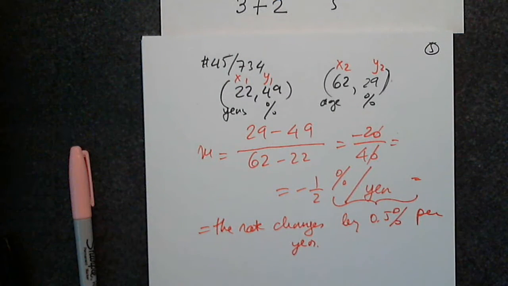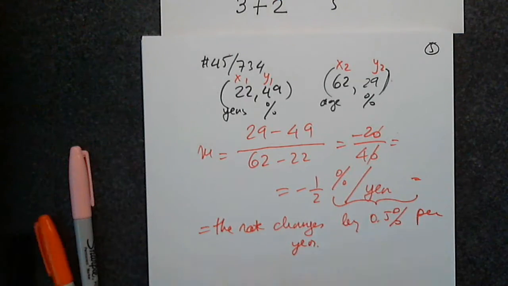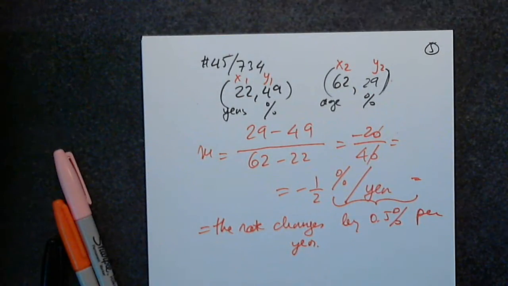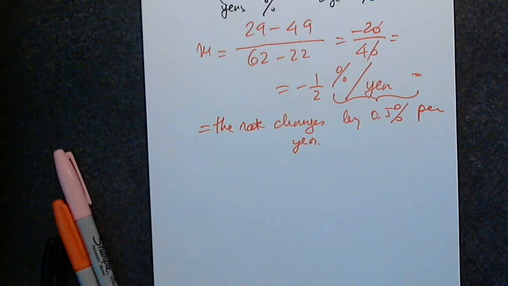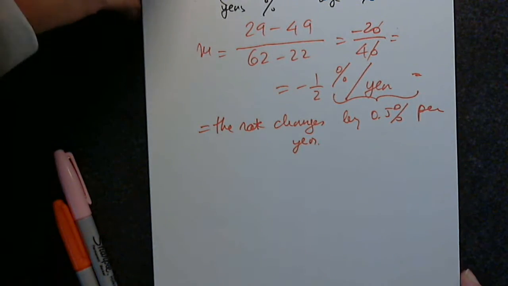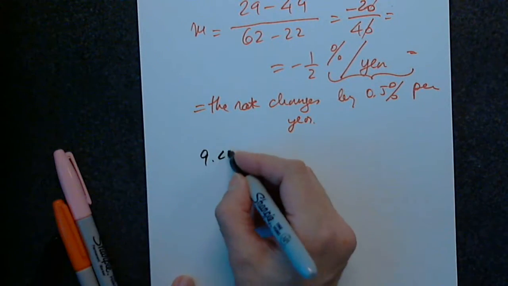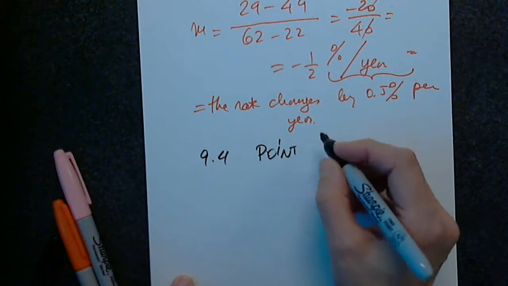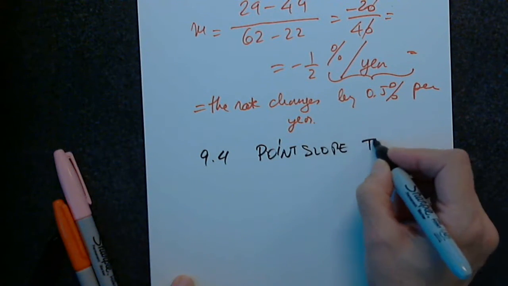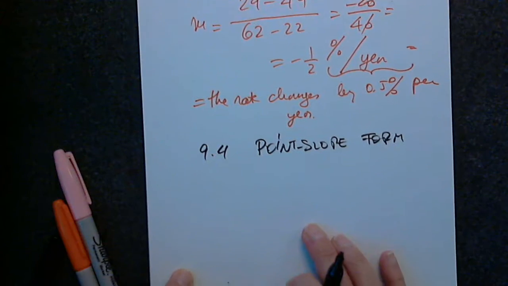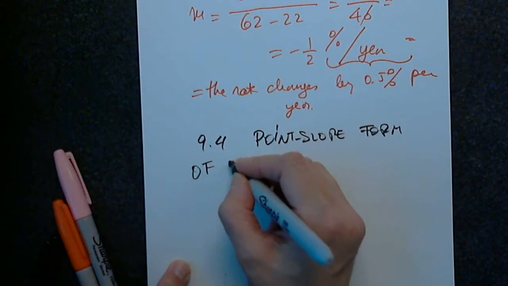Very good. Any questions on the slope? Okay. Ready to continue with the slope-intercept form and later on the point slope form. So 9.4, point slope form. Of what? Of the equation of a line.